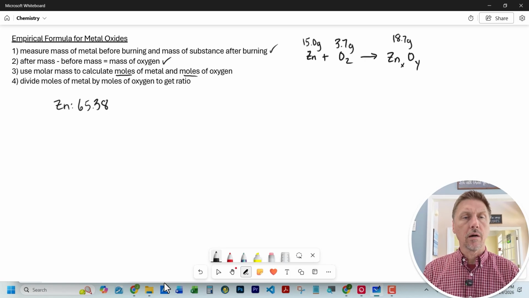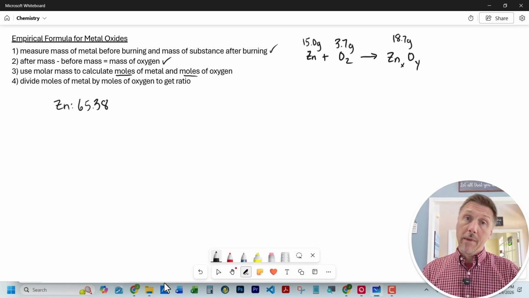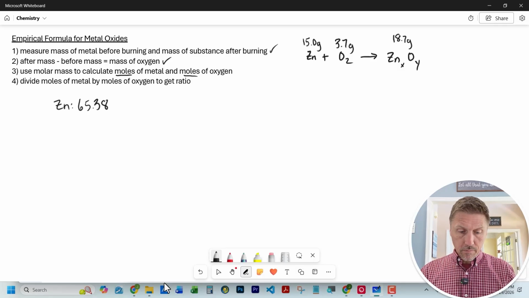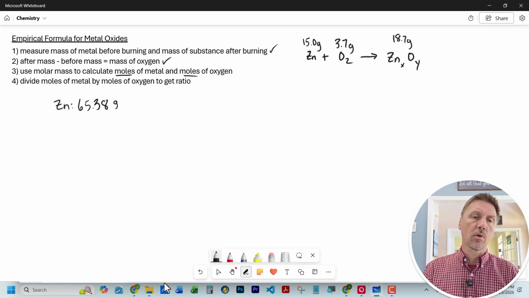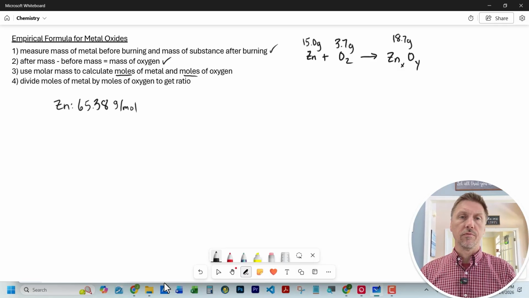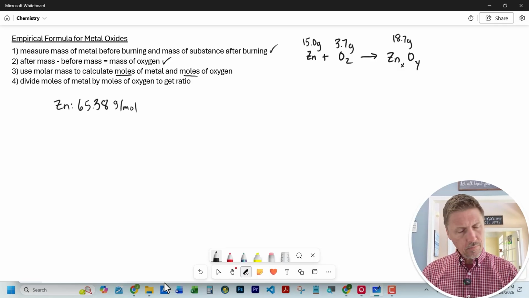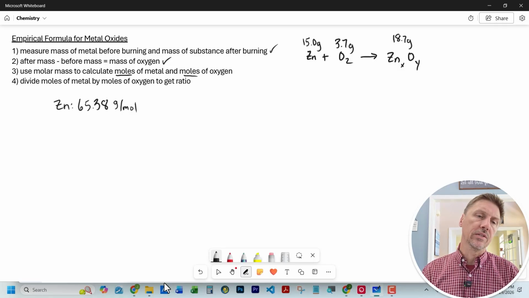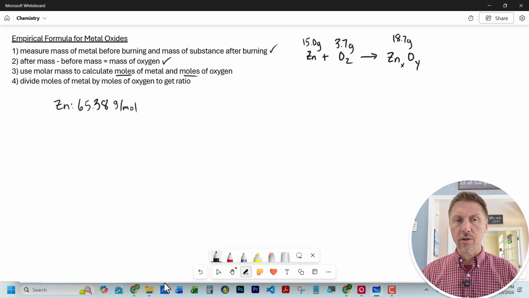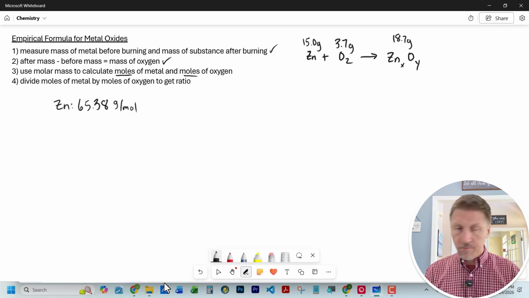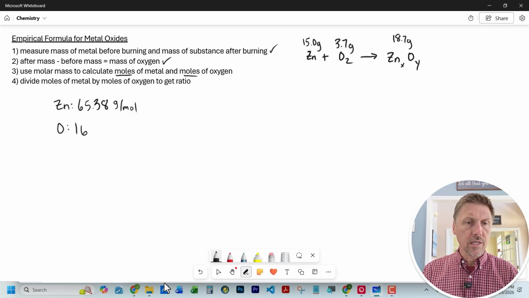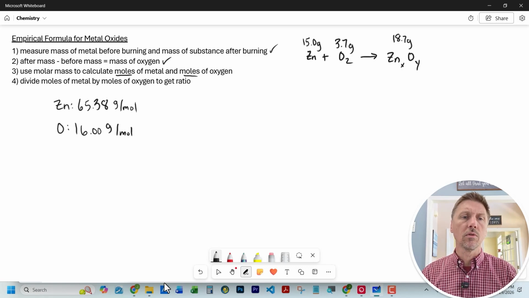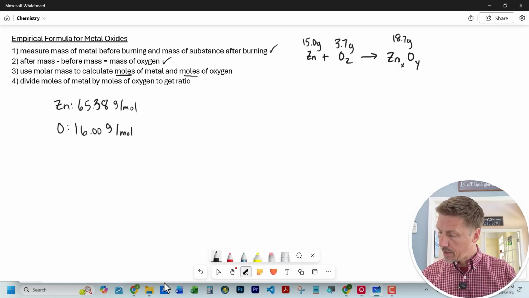Now that's the mass in AMU, right? The atomic mass in AMU, but it's also the molar mass. It is the number of grams per mole, right? If you had a mole of zinc atoms, it would be 65.38 grams, right? And so we're going to do the same for oxygen. When we look up oxygen, oxygen has an atomic mass of 16.00, which means that its molar mass, if we had 1 mole of oxygen, would be 16 grams as well.